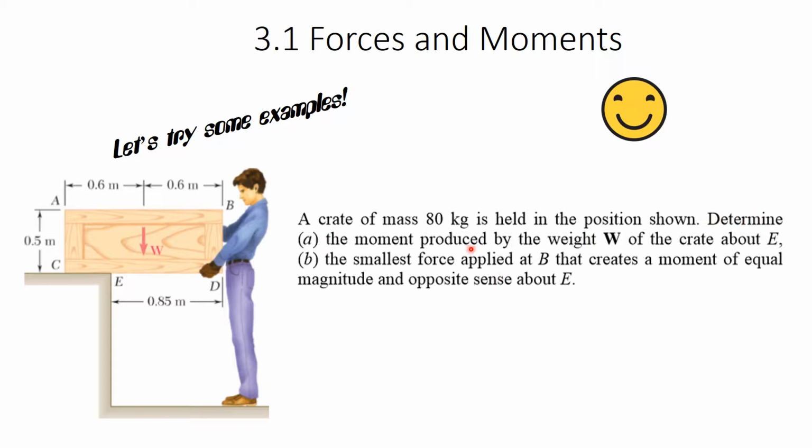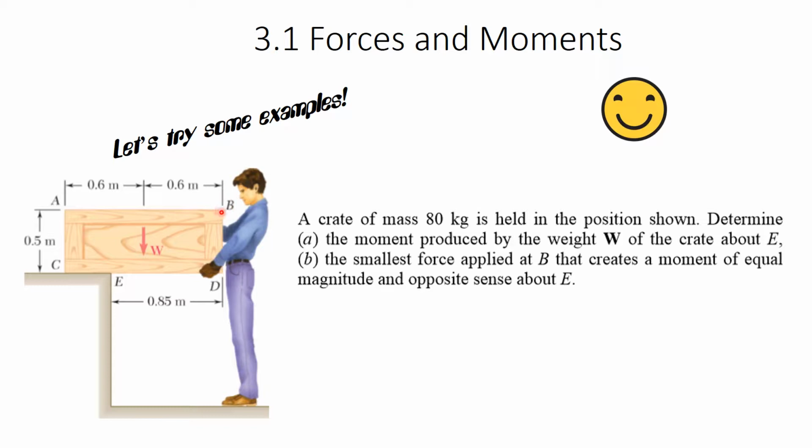Find the moment produced by the weight around point E. So it's going to be rotating around point E, and what's trying to rotate it is the weight falling down. So that's part A, and then part B. What is the smallest force applied at B?